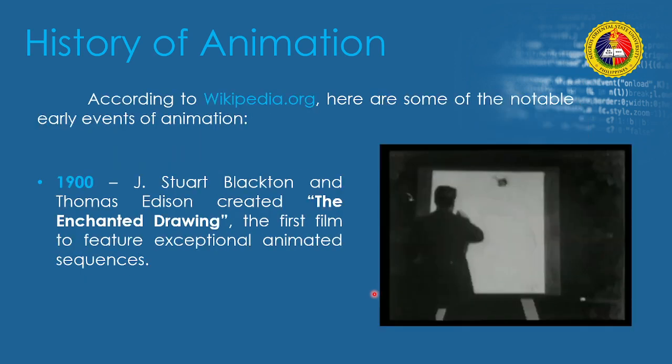And here are some of the notable early events in animation according to Wikipedia. There are lots of notable events in animation, so we're just going to talk about some of them. Okay, so in 1900, J. Stuart Blackton and Thomas Edison created the Enchanted Drawing, the first film to feature exceptional animated sequence.